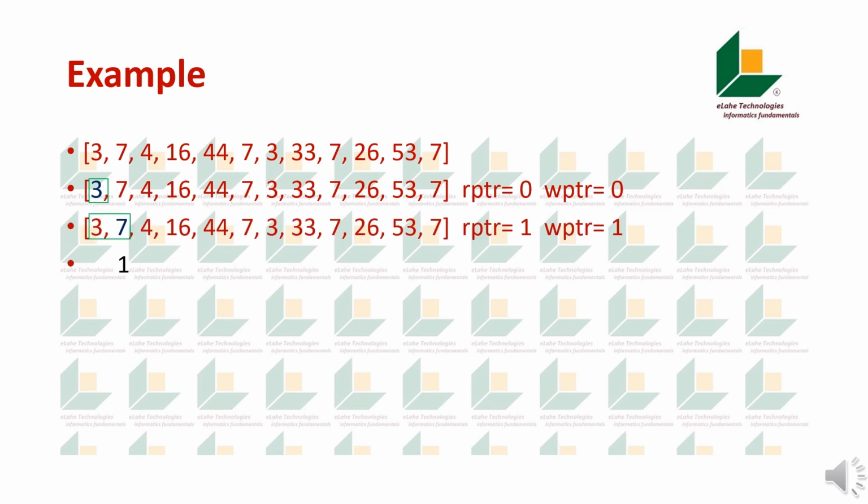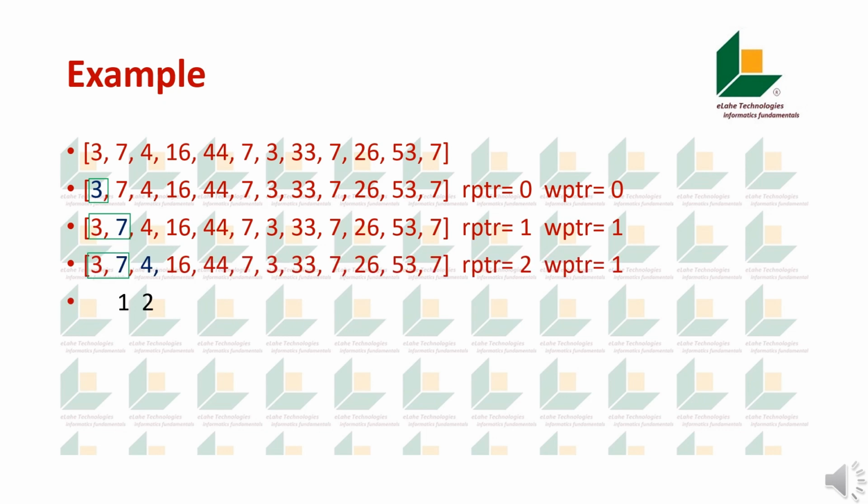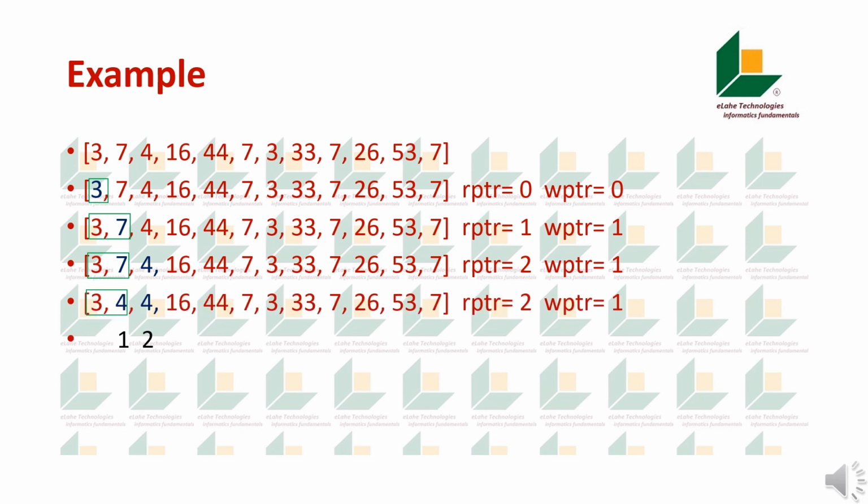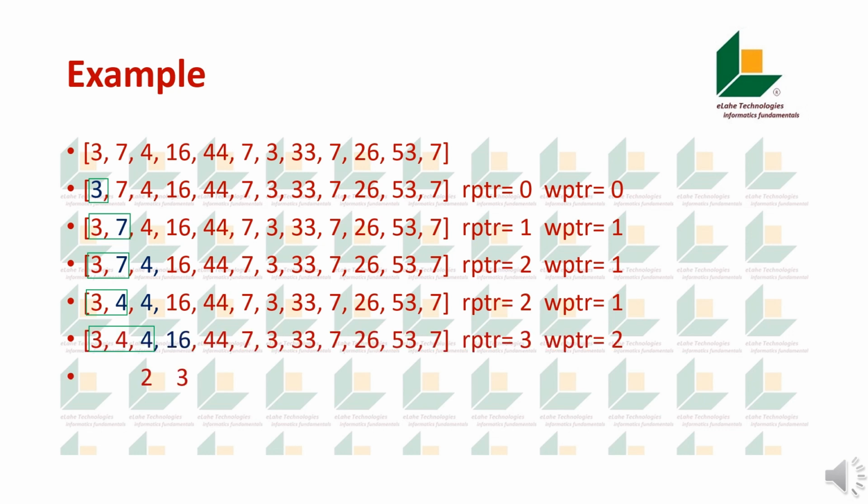Since A0 is 3, we need to retain it in the array. We increment rptr and wptr and move on. Since A1 is 7, it is going to be deleted. We increment rptr but wptr does not change. The next number read is 4. It is written into A1. Both rptr and wptr are incremented.